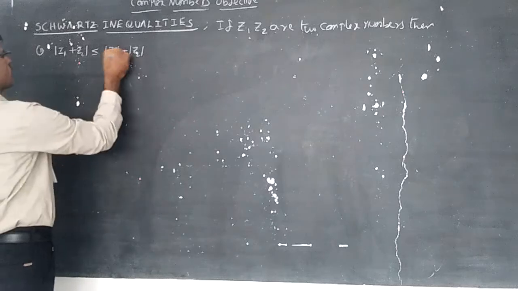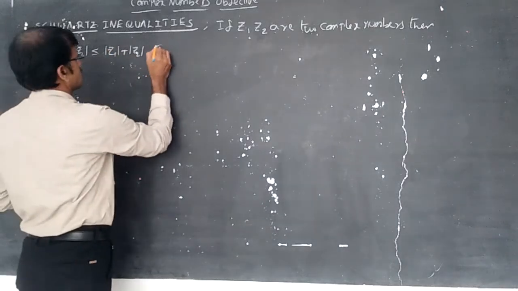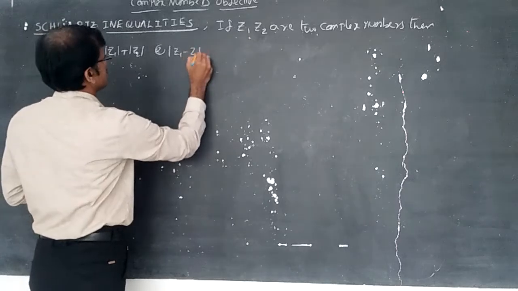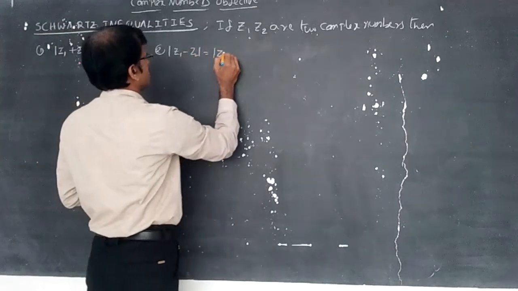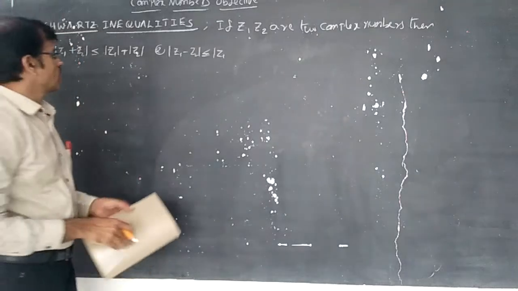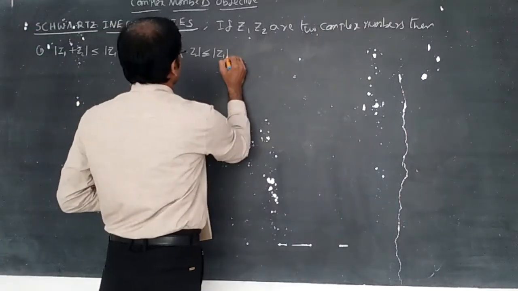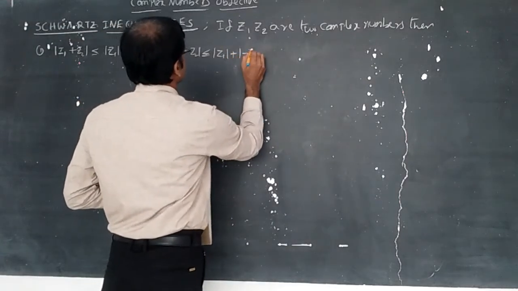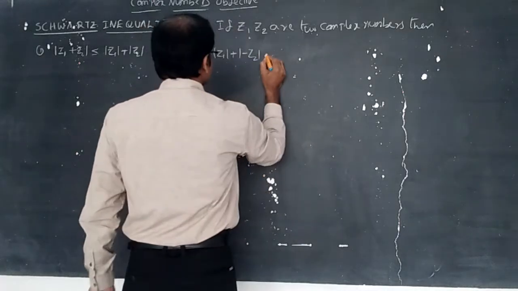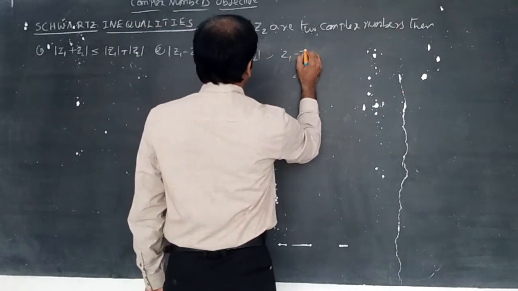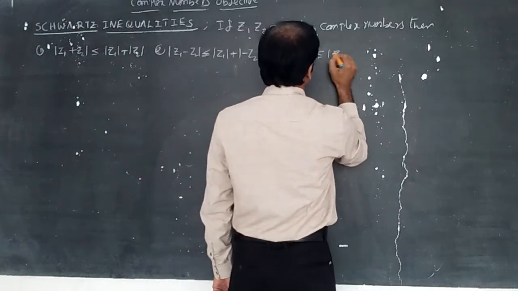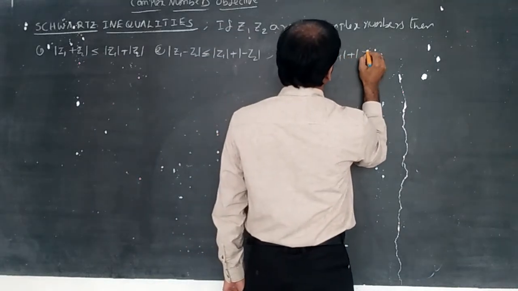We have seen such forms in vectors. Of course, modulus of Z1 minus Z2 is less than or equal to modulus of Z1 plus modulus of minus Z2. That means modulus of Z1 minus Z2 is less than or equal to modulus of Z1 plus modulus of Z2.